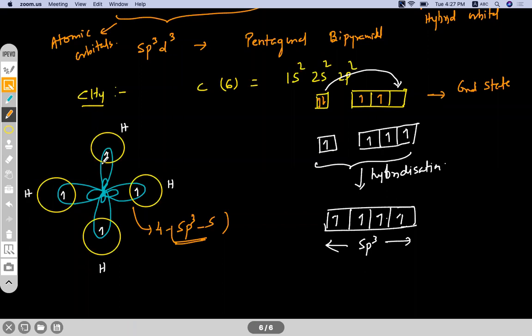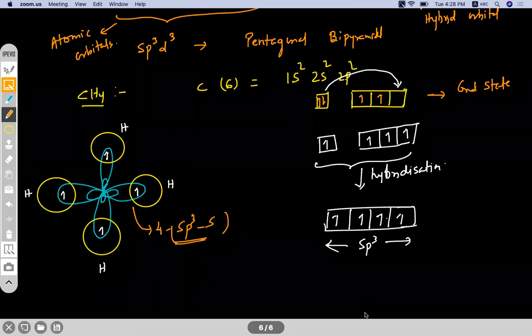So these four bonds are formed by the overlapping of sp3 and s orbitals. Hence all four bonds are identical, and that is how hybridization explains the properties of CH4. Did you get it? No doubt. So this is the theory of hybridization.